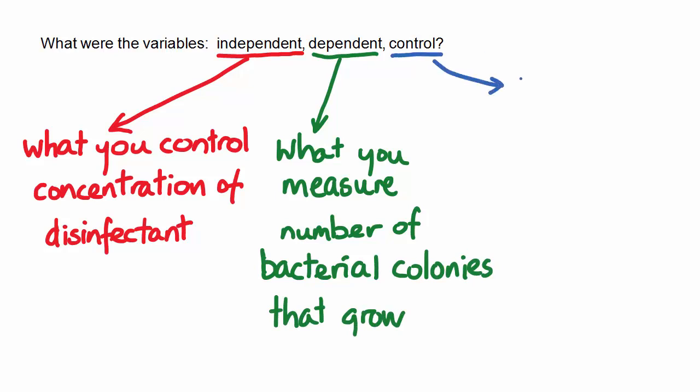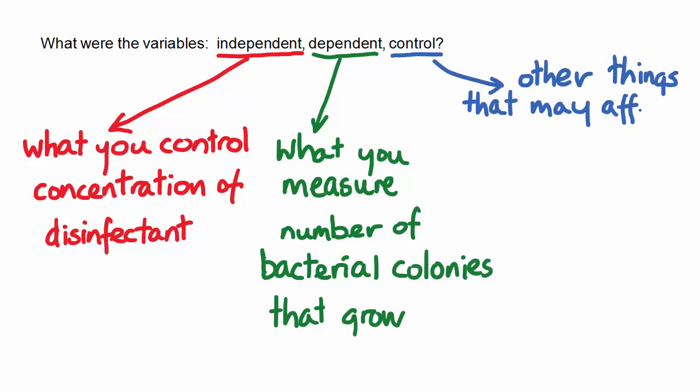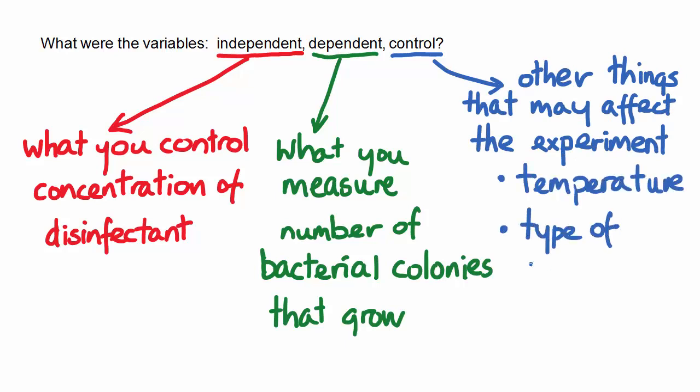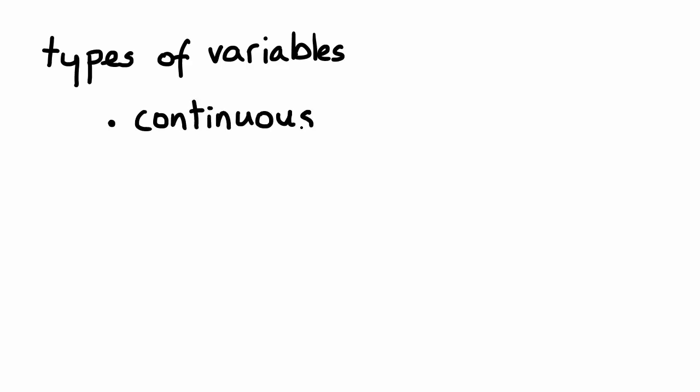Finally, the control variables are the other things that affect the experiment. Examples might be the temperature in the room or the types of disinfectants available to use. You would try and control the temperature for all your experiments, and you would try to use the same sort of disinfectant. Other types of variables that you might encounter include continuous variables and categoric variables. Continuous means that the numbers change smoothly. Categoric means you could name them, for example apples or pears.